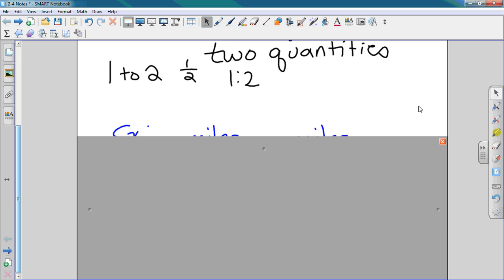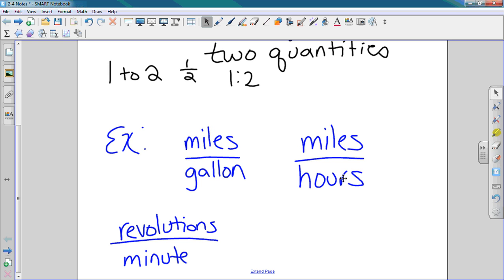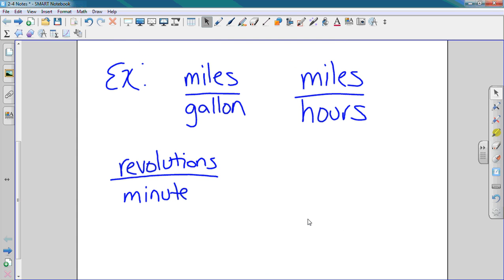We just talked about these, but when do you use ratios? Miles per gallon. Miles per hour. Revolutions per minute. That's the gauge in your car that you never look at unless your car's sick, unless you drive a standard, maybe. Those are examples where you'll see those every day. Dollars per gallon, that could be another good one.